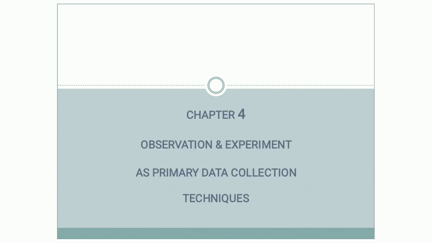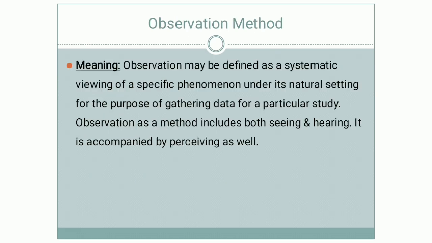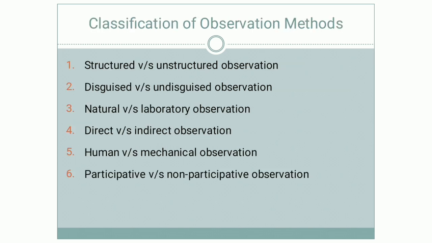We have started with chapter number 4, Observation and Experiment as Primary Data Collection Technique. Under that there are three methods: observation, survey, experiment. We have started with observation. Observation is a systematic viewing of a specific phenomenon, and it includes both hearing and seeing. Today we are going with the classification of observation methods, that is, different types of observation method. Under that, there are 6 types.